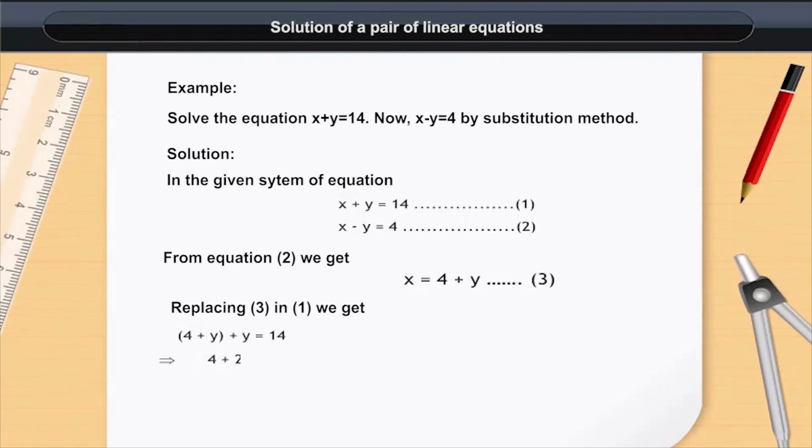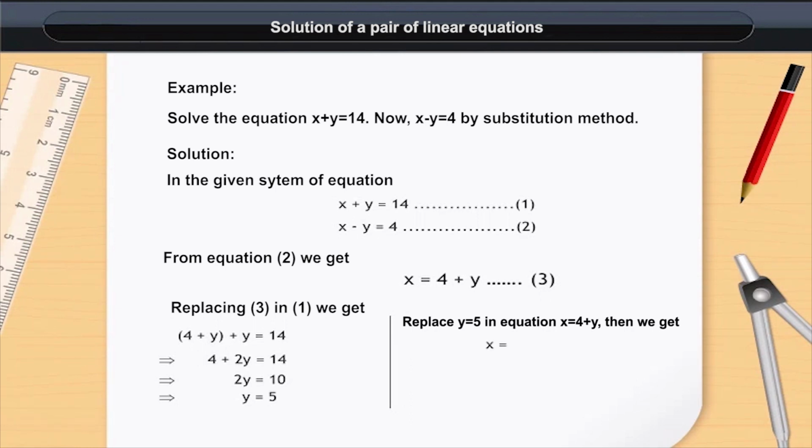4 plus 2y is equal to 14. 2y is equal to 10. y is equal to 5. Substitute y is equal to 5 in x is equal to 4 plus y. We get x is equal to 4 plus 5 is equal to 9. x is equal to 9. Therefore, the solution is x is equal to 9, y is equal to 5.